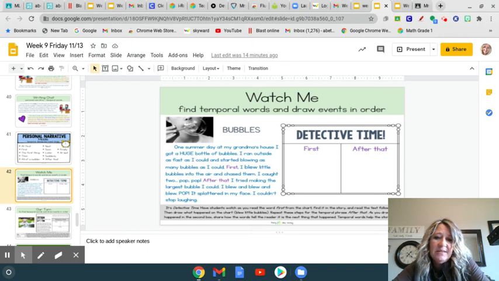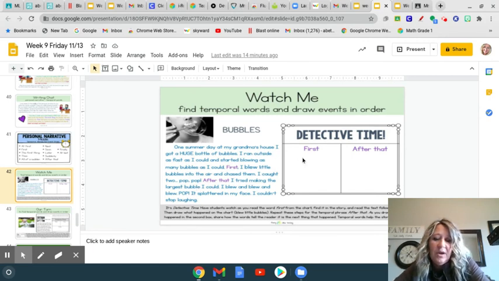One summer day at my grandma's house, I got a huge bottle of bubbles. I ran outside as fast as I could and started blowing as many bubbles as I could. First, I blew little bubbles into the air and chased them. After that, I tried making the largest bubble I could. I blew and blew and blew. Pop! It splattered in my face. I couldn't stop laughing.